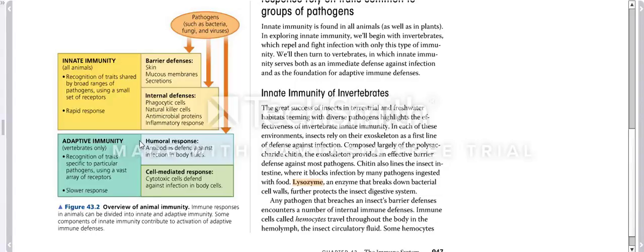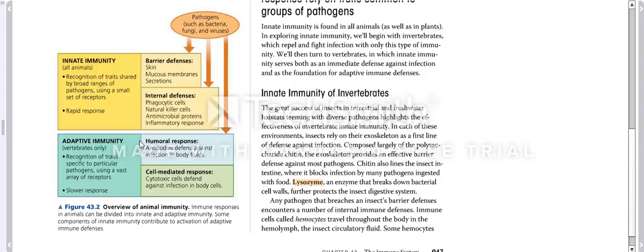Now, continuing on with differences between the two that aren't necessarily in the chart, innate immunity utilizes a small set of receptors, while the adaptive immunity utilizes a large array of receptors, and therefore it requires more specificity in order to defend against pathogens. Now, adaptive immunity is activated after innate immunity has either responded to a pathogen or has failed to keep the pathogen out.